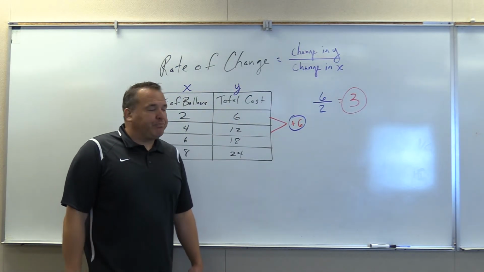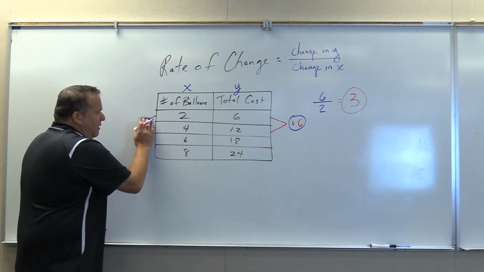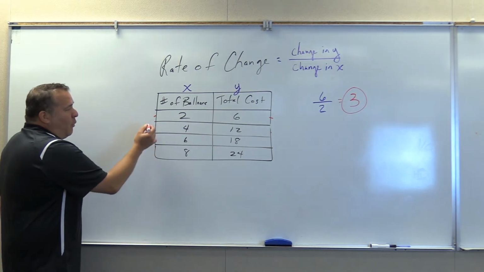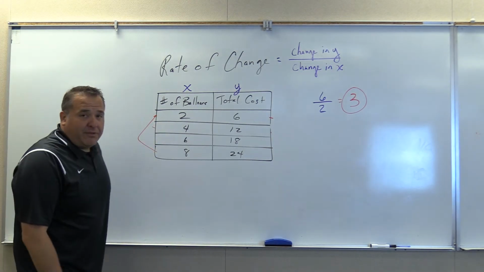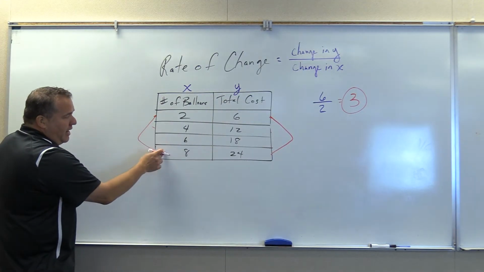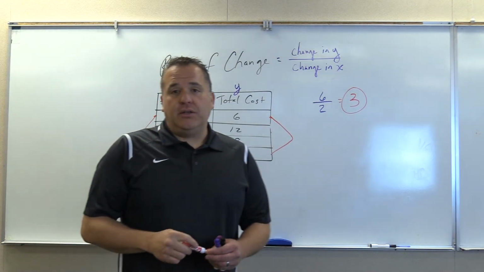Okay? Now, that's all you got to do. Now, what if somebody got crazy? What if somebody said, well, hey, look, why don't we do this? Why don't we do the 2 and the 8? That'll be fun. And maybe we'll do the 6 and the 24, you see how you have to use the first and the last and the first and the last. Let's see if we still get the same rate of change.